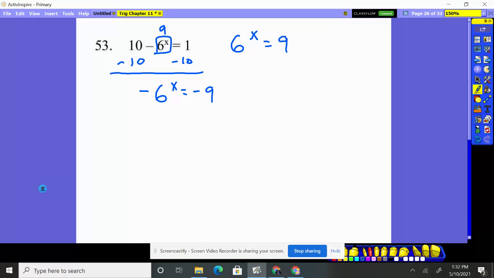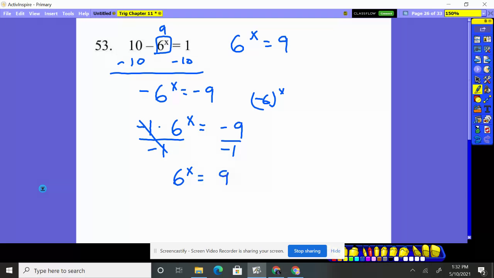So what happens is we really need to notice that this is really a negative 1 times a 6 to the x equals negative 9, because that is different than that. This isn't saying negative 6 raised to the x power. This is saying subtract 6 to the x. So really there's a negative 1 times the 6 to the x. So now we get rid of negative 1 by dividing, and we end up with that statement, knowing that 6 to the x was going to equal 9.